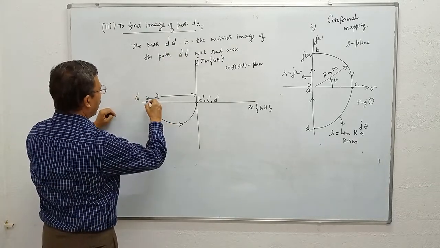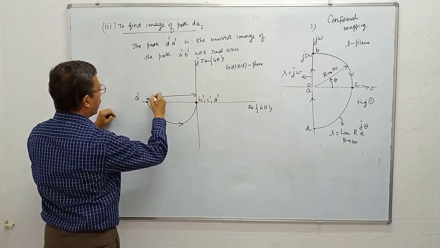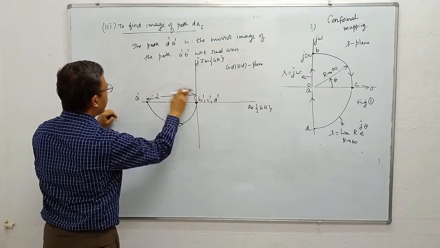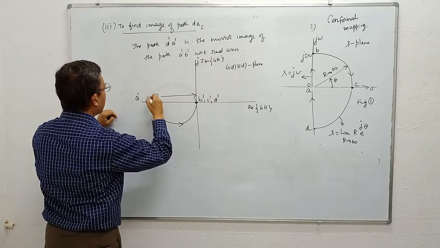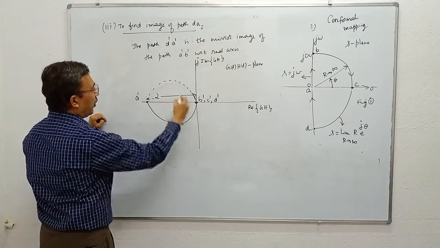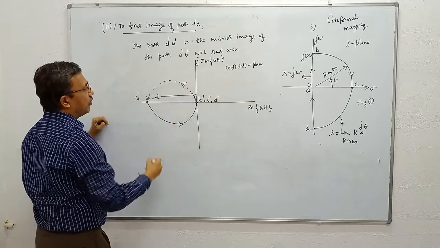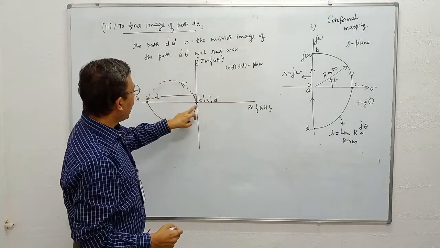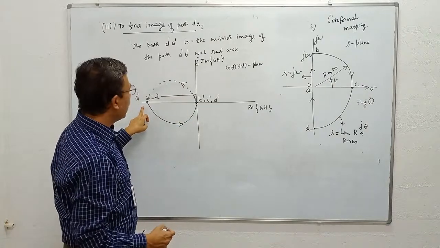respect to the real axis. So draw the mirror image. This is the mirror image. The arrow for the mirror image is from D dash to A dash. Here the arrow is from D to A. Hence in the image the arrow is from D dash to A dash.